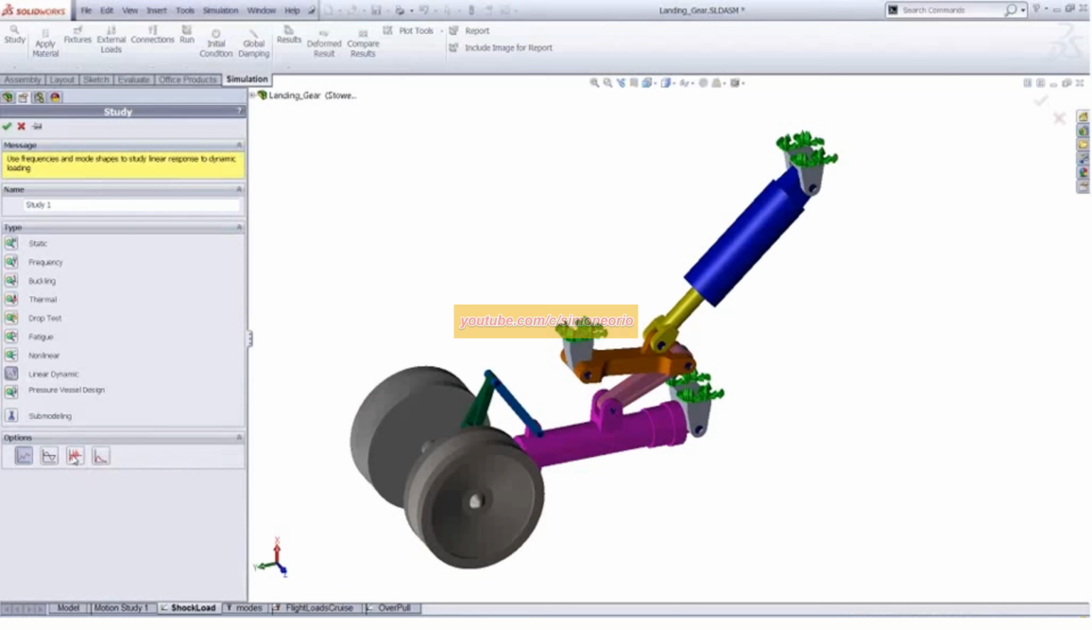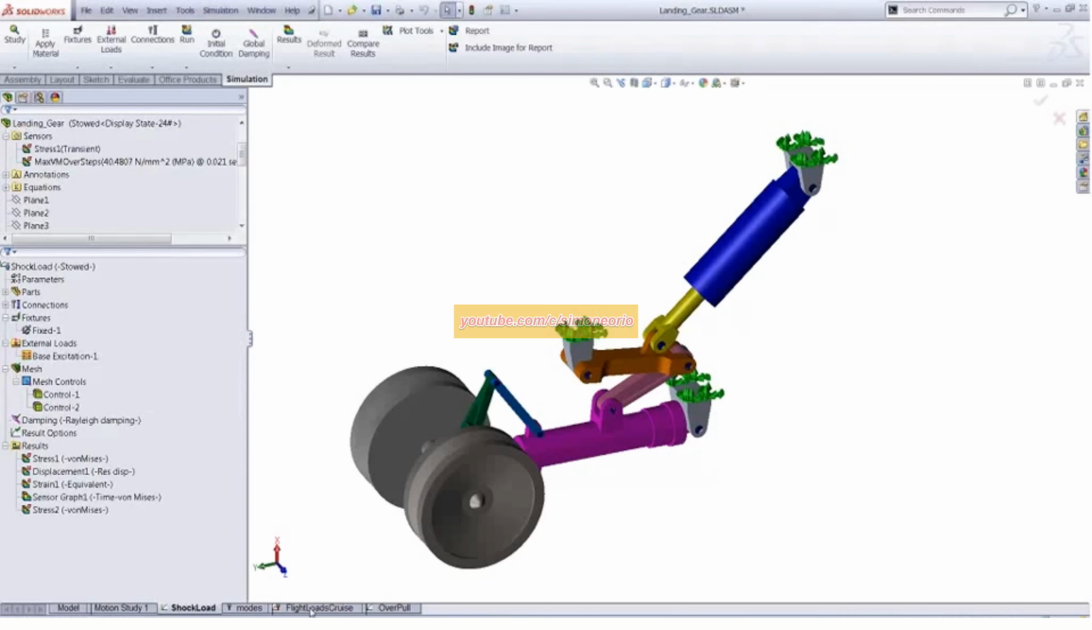You can kind of think of the random vibration, the response spectrum, and the harmonic studies as something that you might do on a shaker table. So let's go to our flight cruising loads. Our connections, our fixtures are essentially identical, and the only thing that we have to change is our base excitation as a waveform.